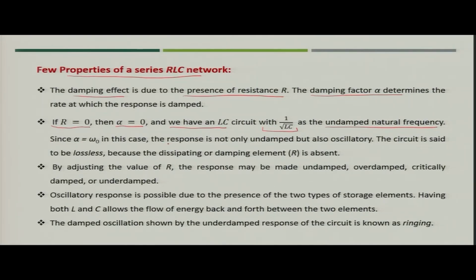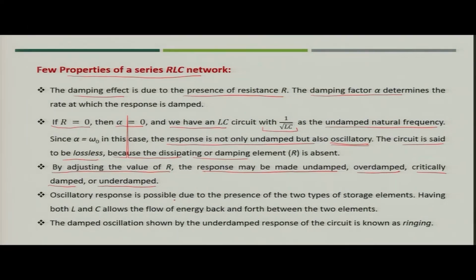So, what will happen in that case, that response is only oscillatory, and then the circuit is said to be lossless, because of no dissipating component, the energy will keep on oscillating. Now, by adjusting the value of R, the response may be made undamped, overdamped, critically damped, or underdamped. So, R is the important component in the series RLC circuit.